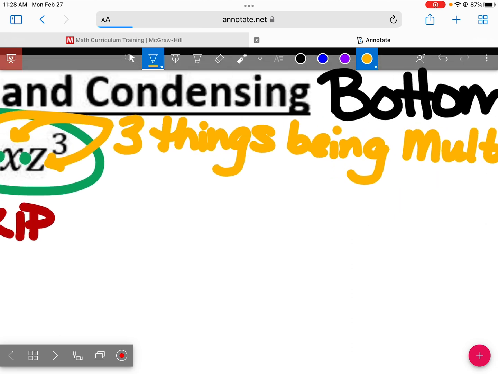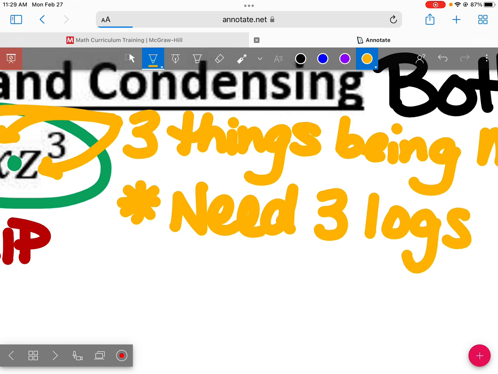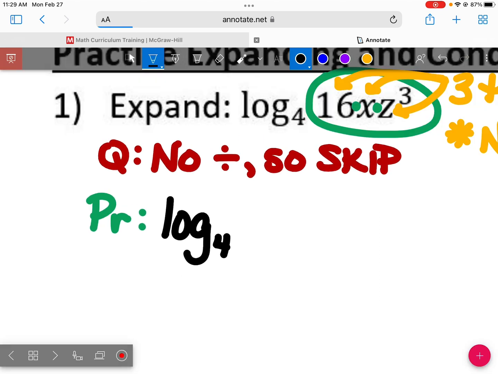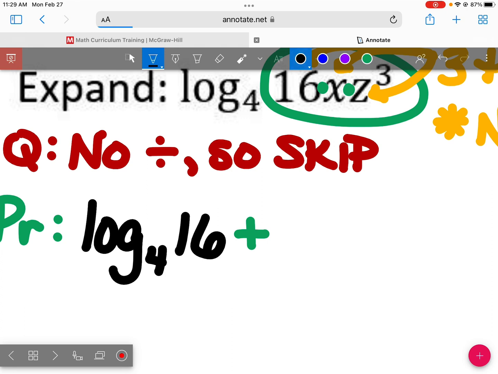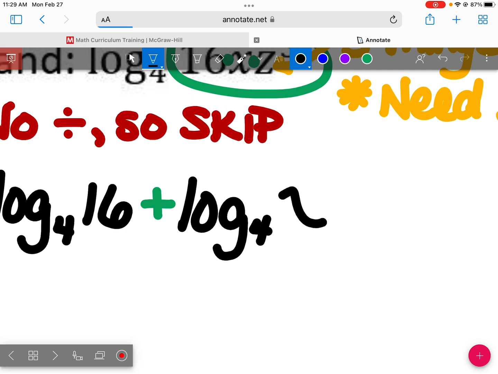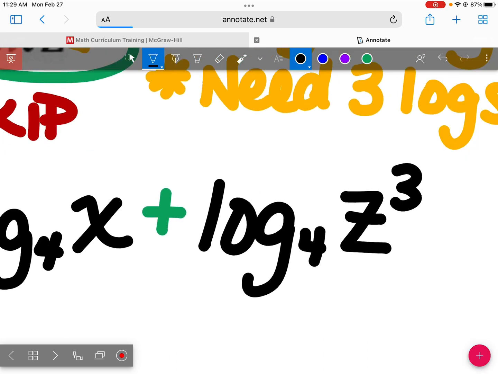So what does that mean for me? Yep, separate them. I'm going to need how many logs when I separate these? 3 logs, separated by plus signs. So I'm going to have log base 4 of what? 16. The first part of my argument plus log base 4 of the second piece of my argument, x. Yes, plus log base 4 of z to the third power.